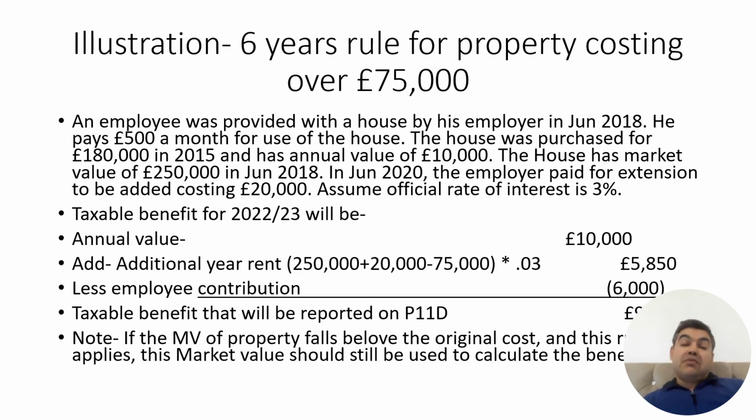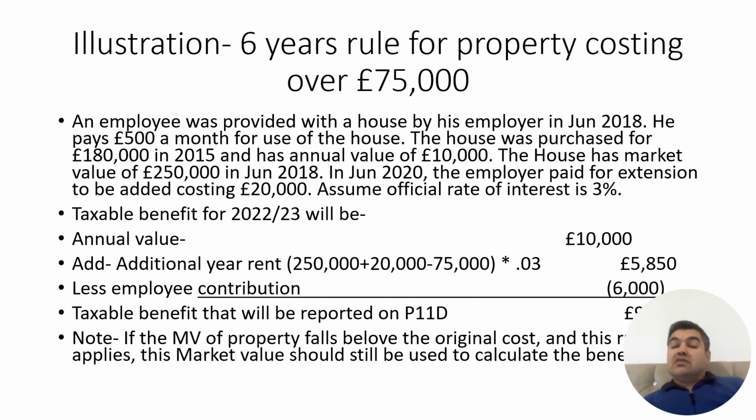For example, an employee was provided with a house by his employer in June 2018, and he pays 500 a month rent for use of the house. The house was purchased for 180K in 2015 and has an annual value of 10,000. This house has a market value of 250,000 in June 2018. In June 2020, the employer paid for an extension to be added, costing 20,000. Assume the official rate is 3%.